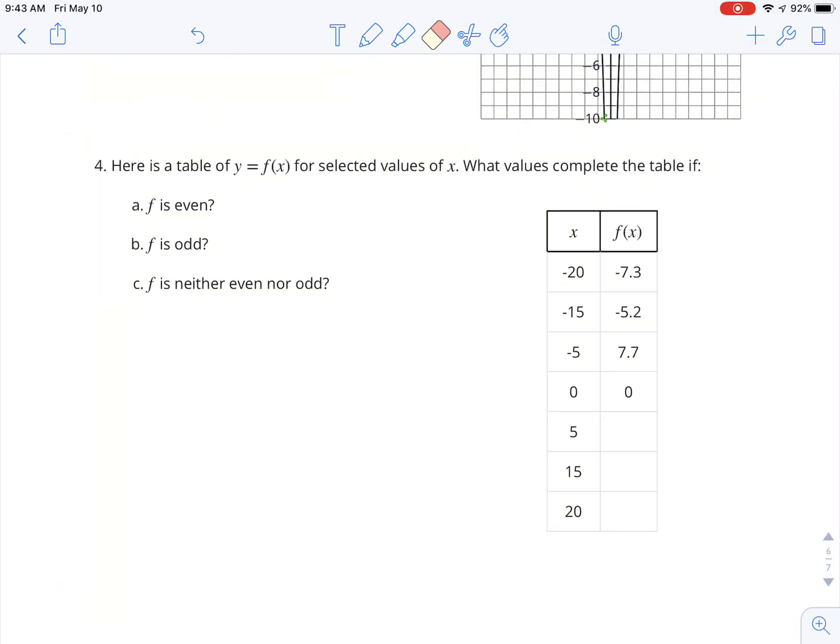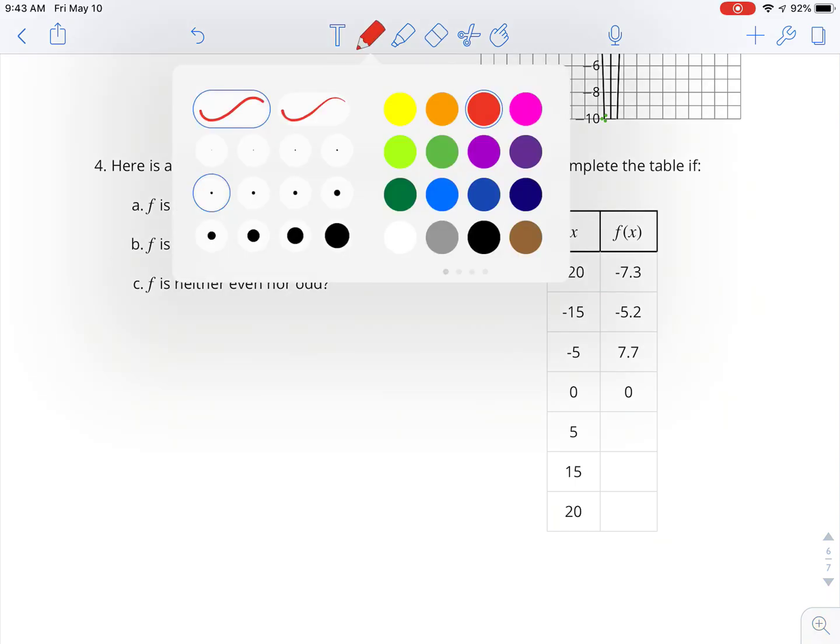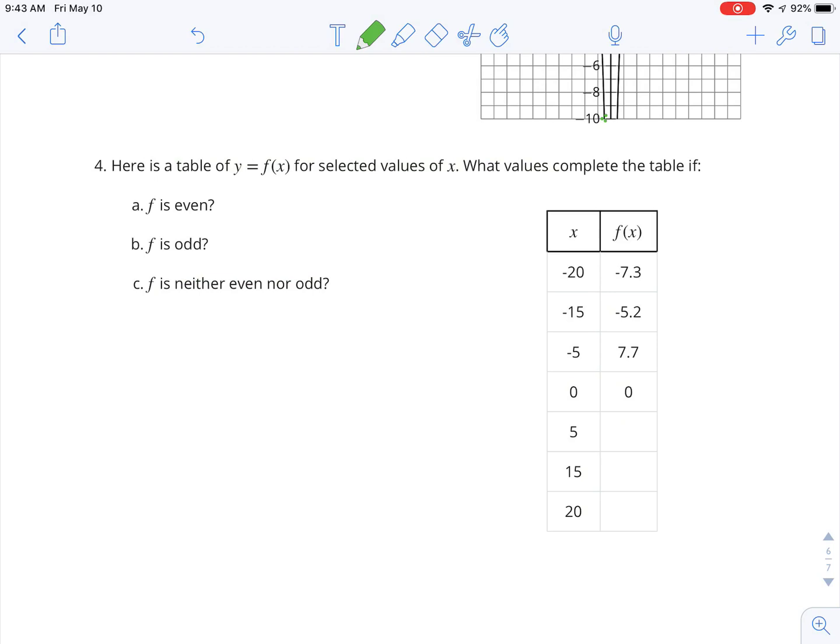Number 4, what do we have here? Is this the last one? Oh yeah. All right. What values complete the table if f is even? I do think this is what they want. They want 3 separate solutions to this.